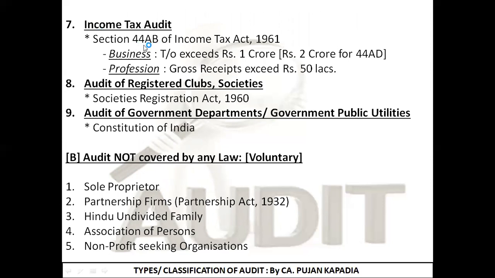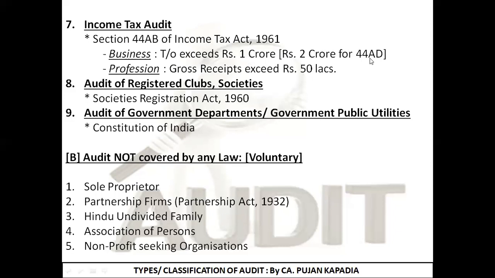Just remember the section, friends. It is section 44AB. What is written in this section? If you are running a business and if your turnover, that is your sales, exceeds rupees 1 crore, it is compulsory that you need to get your books of account audited. So what is the limit which is stated in the Income Tax Act? It is 1 crore if you are doing the business.